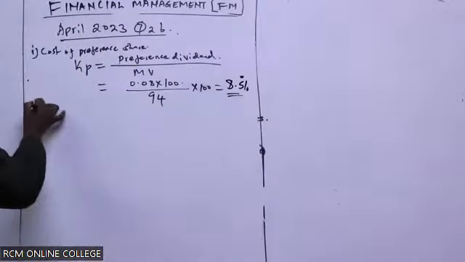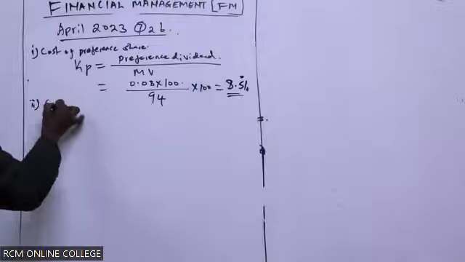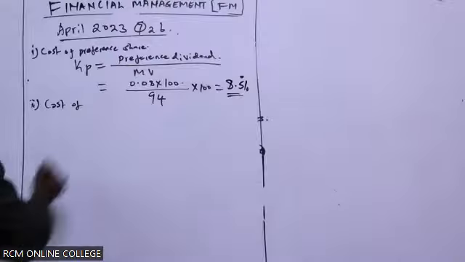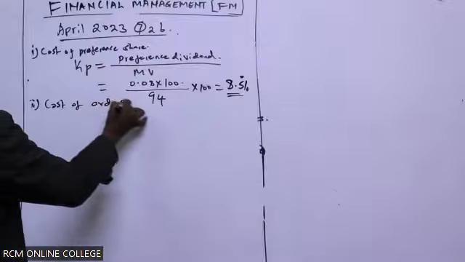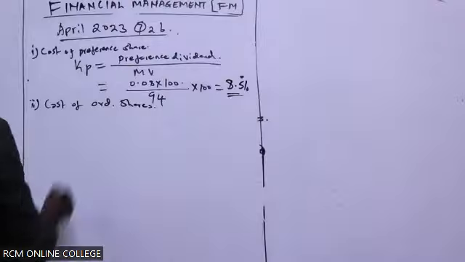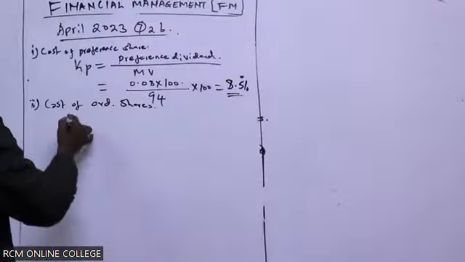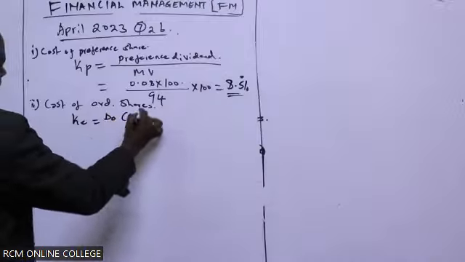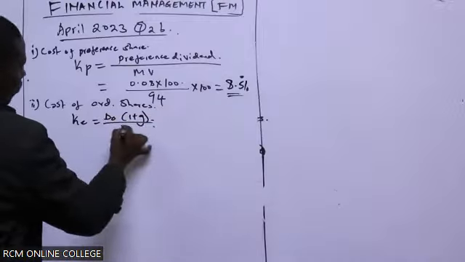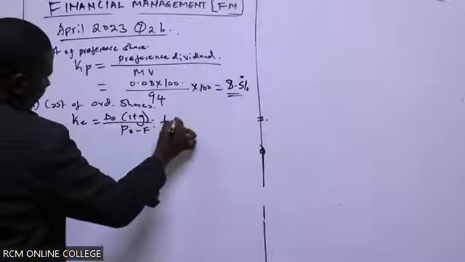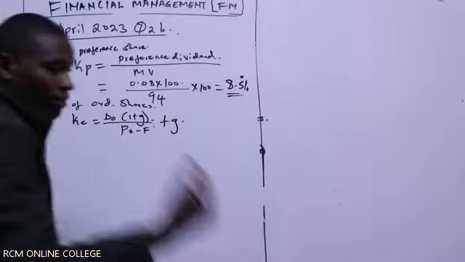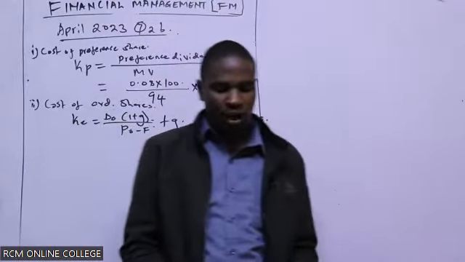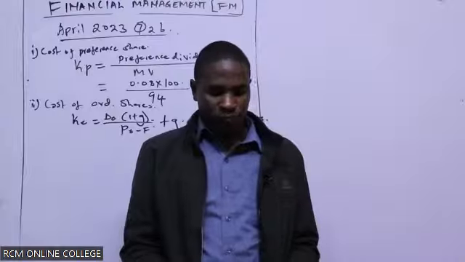We go to number 2, the cost of capital, cost of ordinary share. I know that to compute the cost of ordinary share, KE is equal to D0(1 + g) divided by P0 minus F, plus g. Good. Now, from the question, just check. Do you have those items?